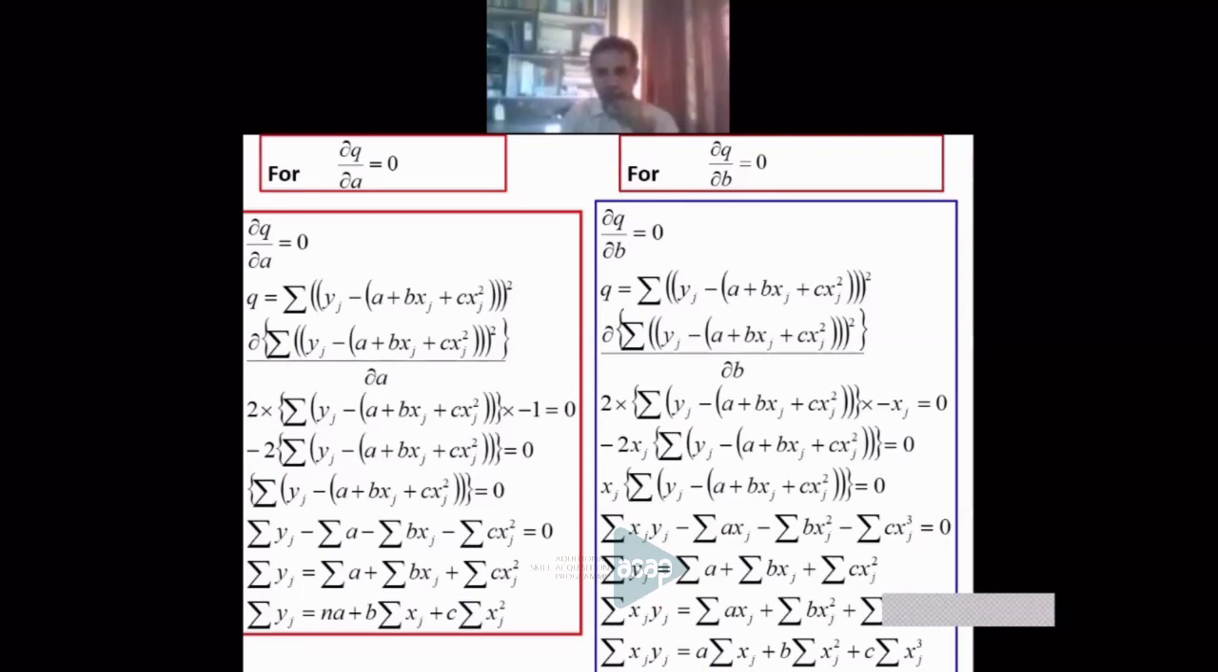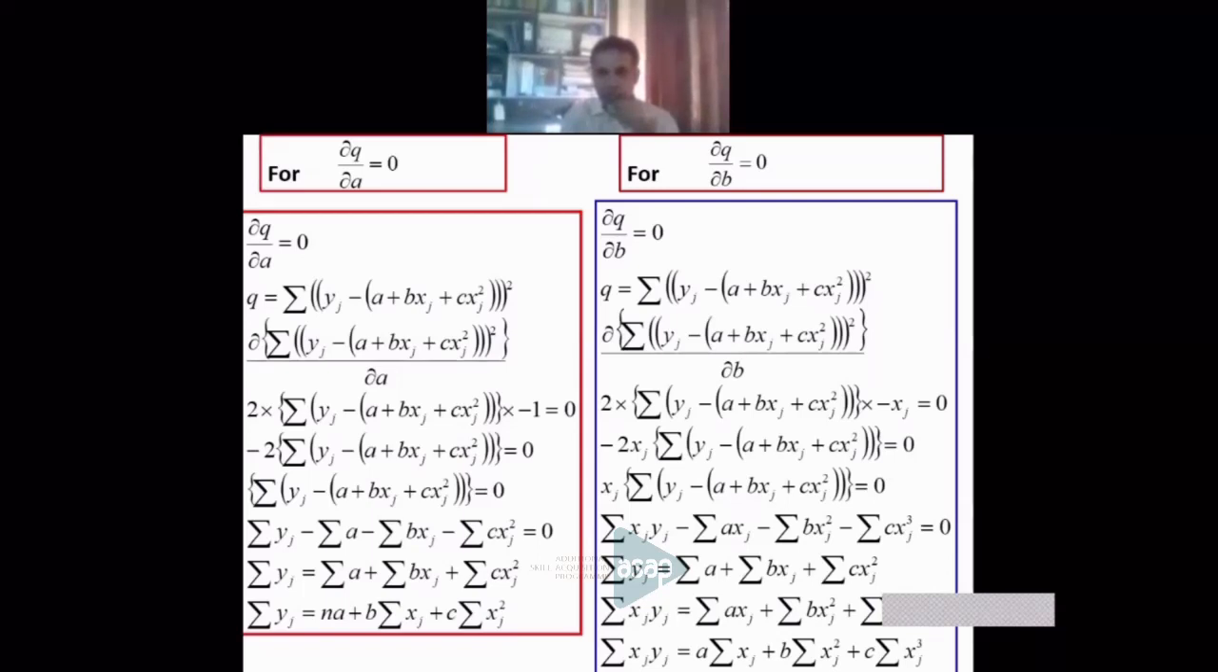Now for the b term, the derivative ∂/∂b of minus bxj will be minus xj. xj is a constant here, b is the variable here. So the term will be minus 2xj. So you can cancel 2 out, and get this as xj multiplied by the sum of yj minus a plus bxj plus cxj squared.